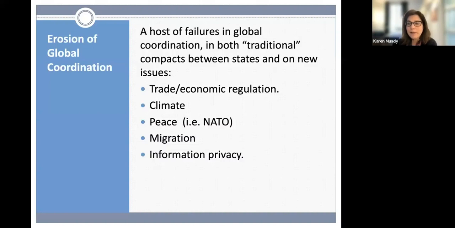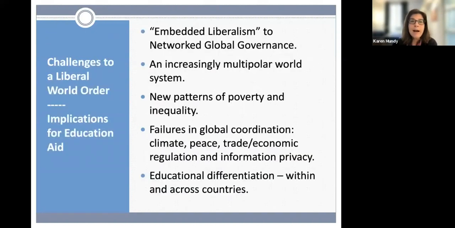And climate change, of course, maybe peace is prominent now, but I think climate change is the greatest challenge, I think, in global coordination, and the one that has seen surprisingly limited advance.